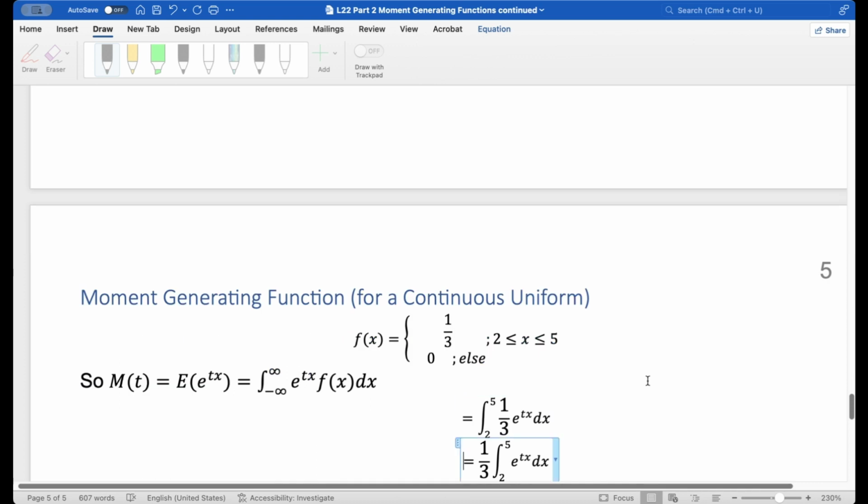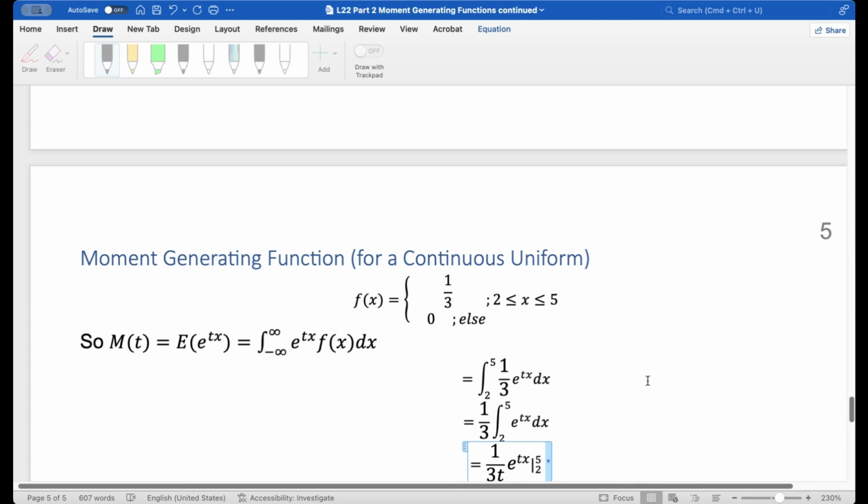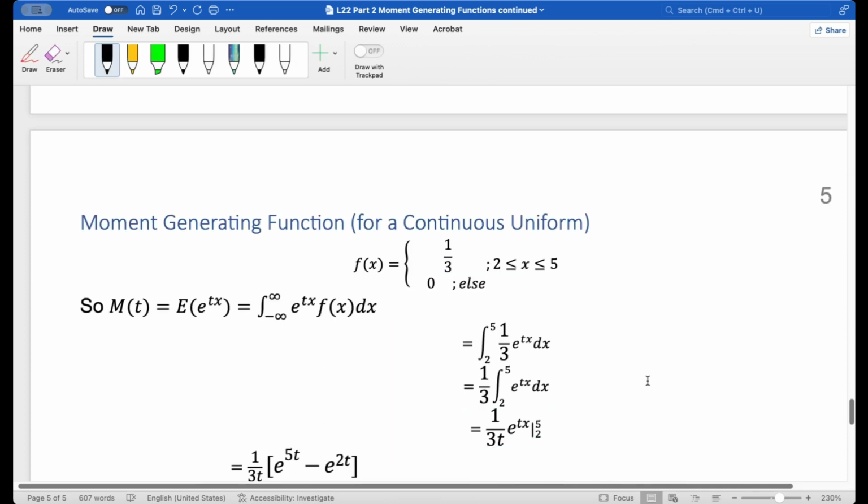So the moment generating function now, it's continuous. So back to integration of e to the tx times the density, which is just the 1/3 constant. The integral of e to the tx is e to the tx divided by the coefficient of x, which is t. And then we're plugging in the limits here, 5 and 2. So it's 1 over 3t factored out, times e to the 5t minus e to the 2t.